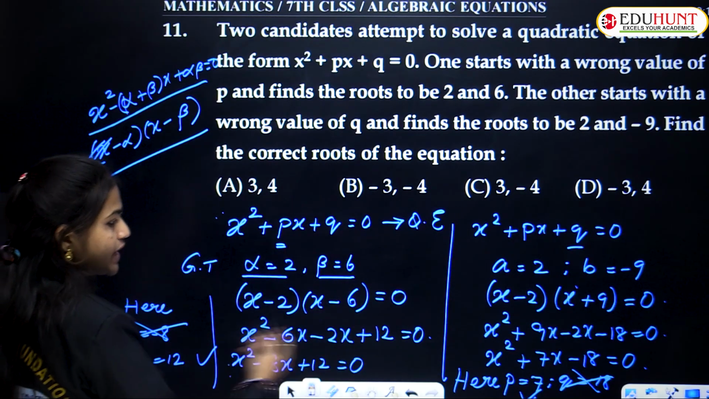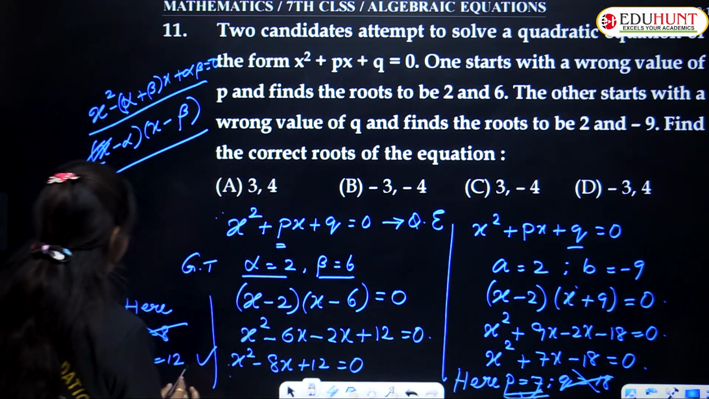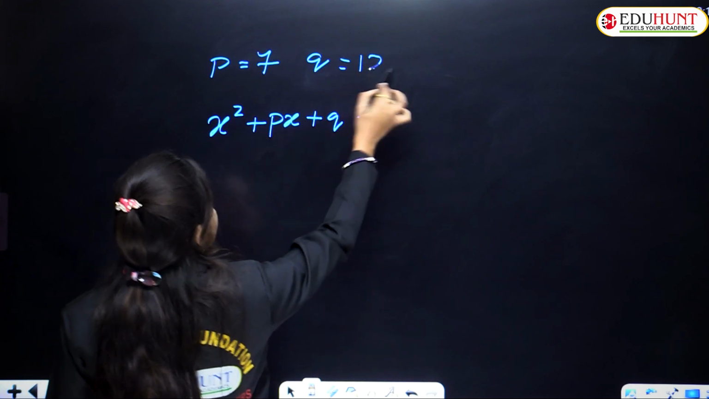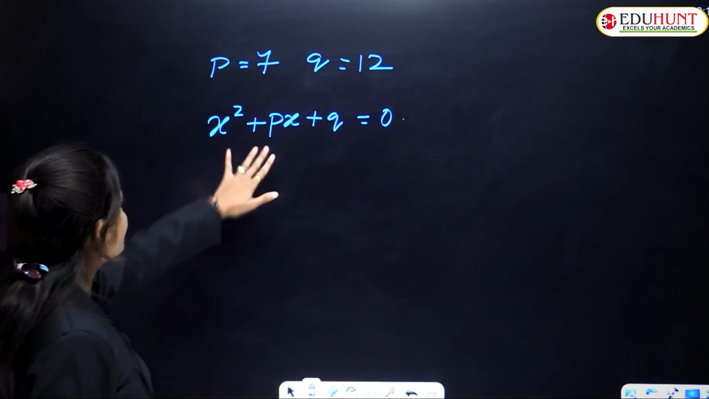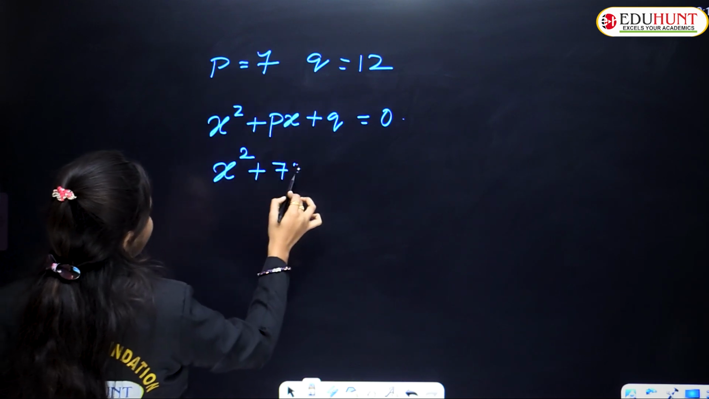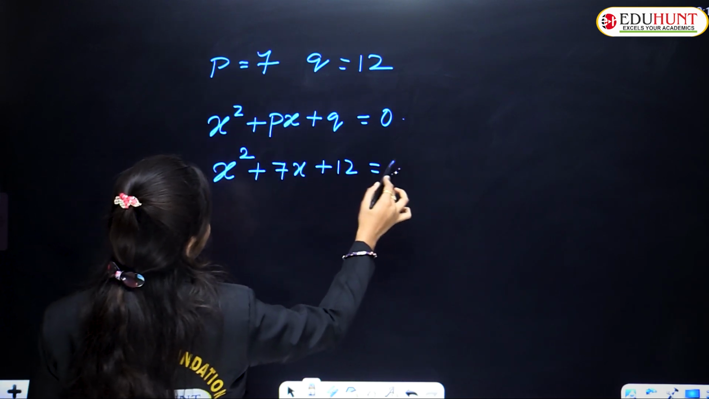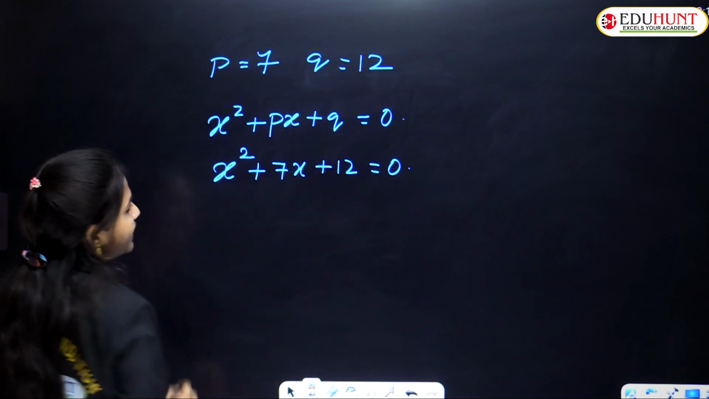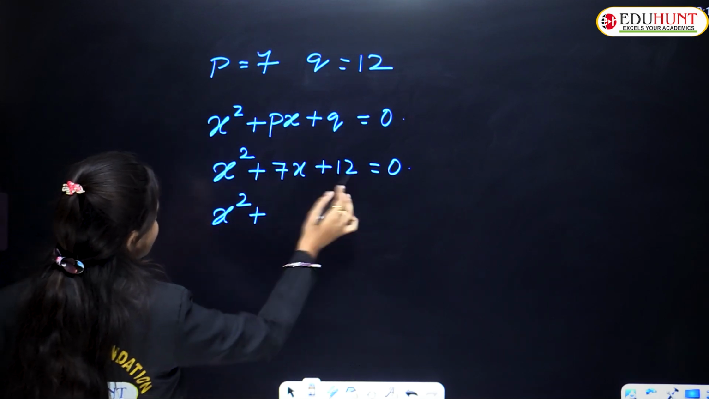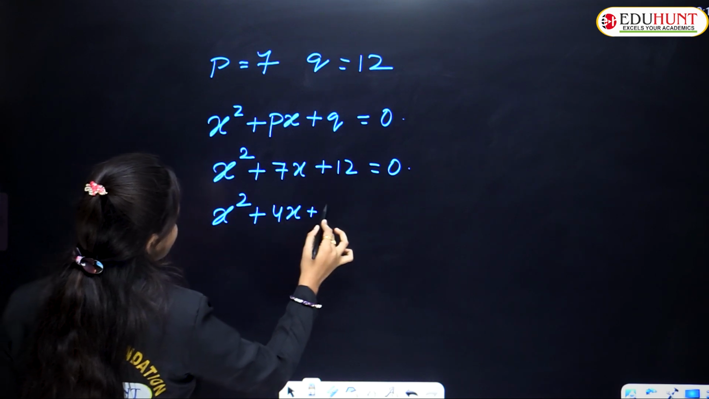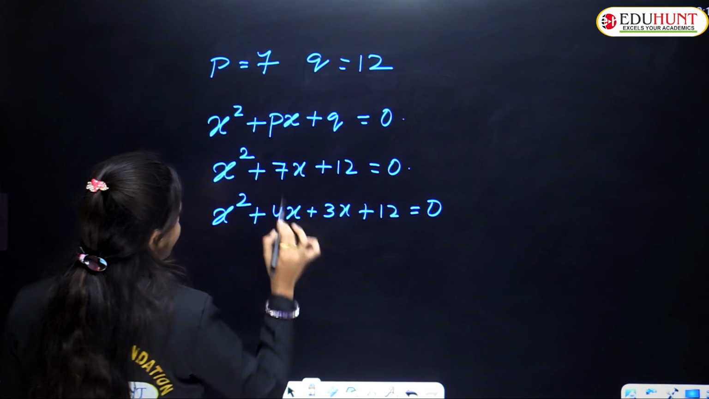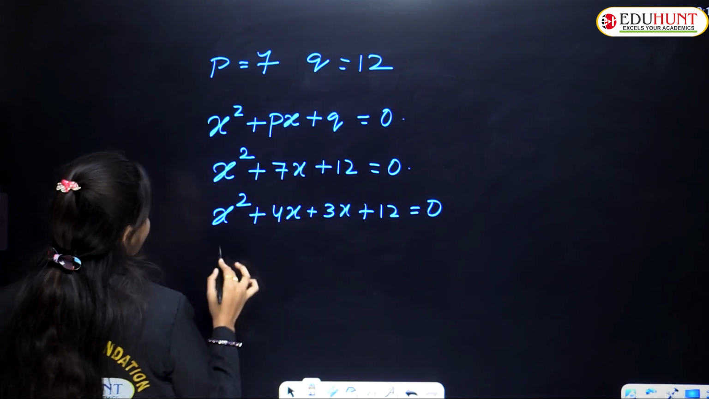So which value is correct? p is equal to 7, q is equal to 12. So substitute those two values here. x square plus px means 7x plus 12 is equal to 0. So now find the roots of this equation. Splitting the equation: x square plus, this one I want to write as 4x plus 3x plus 12 is equal to 0. 4 times 3 is 12 and here 4 plus 3 is equal to 7.